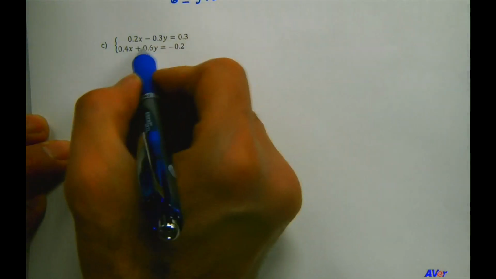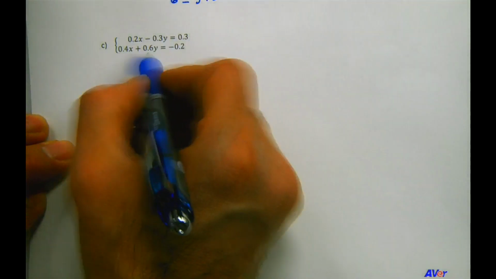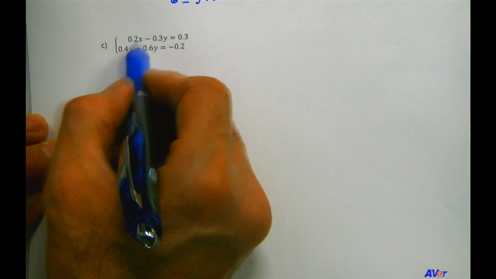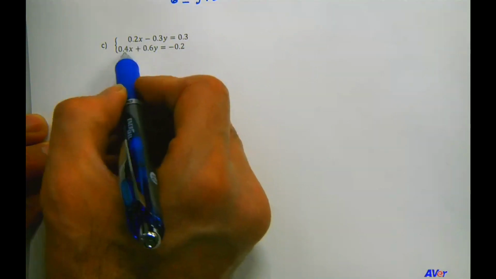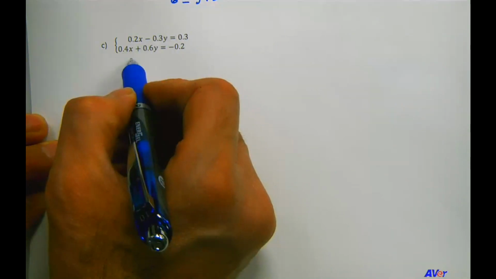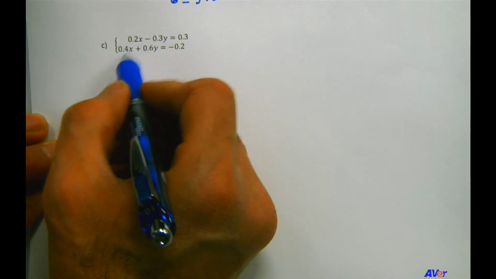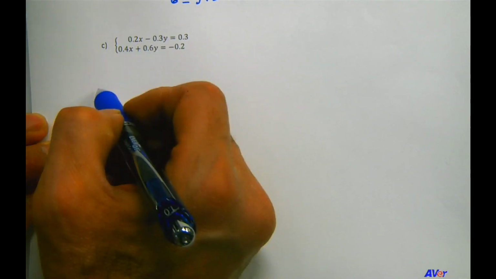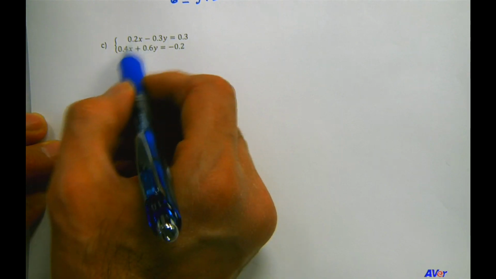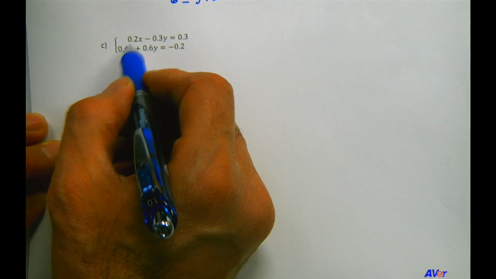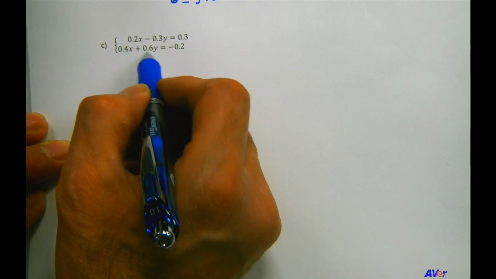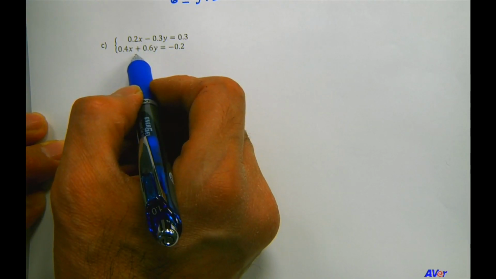So, we can eliminate either x or y, but in this case, the y terms are just as easy to eliminate. So let's eliminate the y terms this time. The coefficients are okay because 0.4 is a multiple of 0.2 and 0.6 is a multiple of minus 0.3, right?